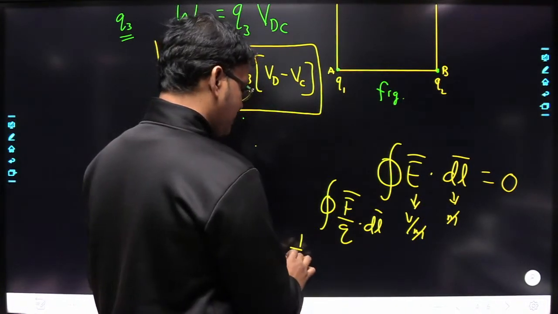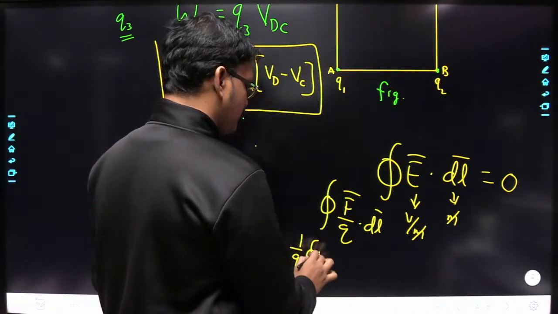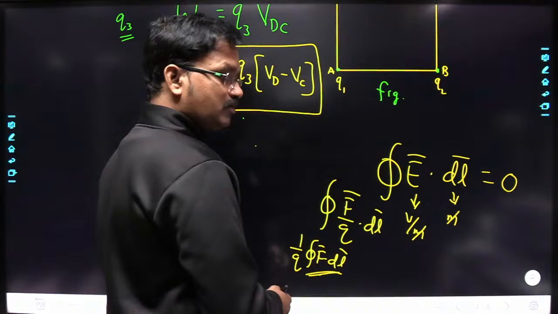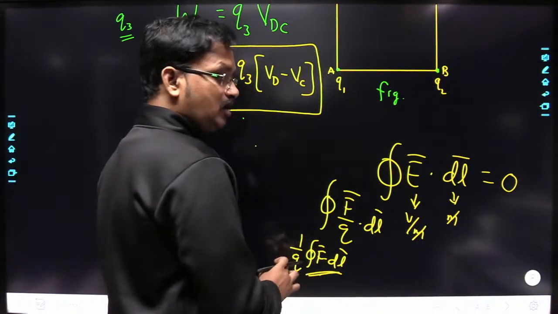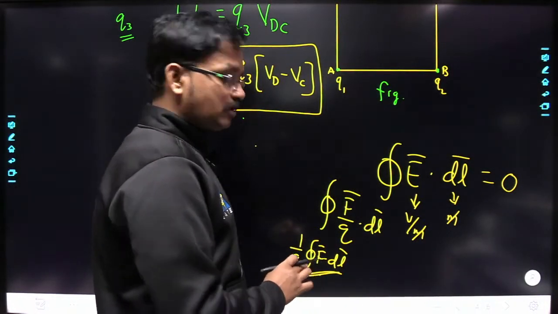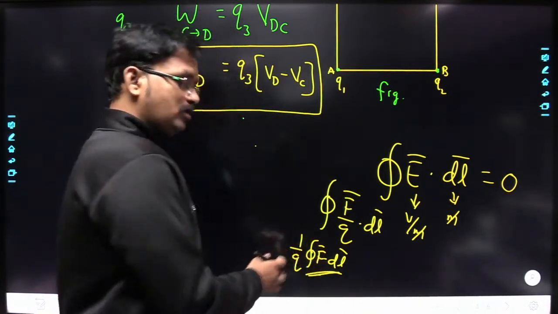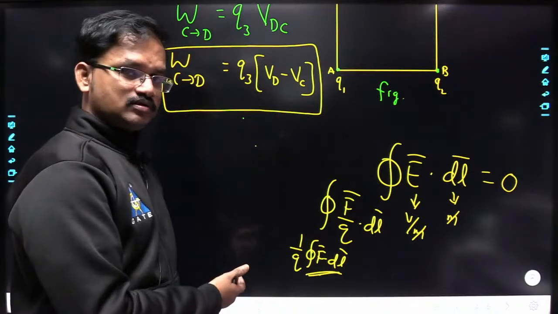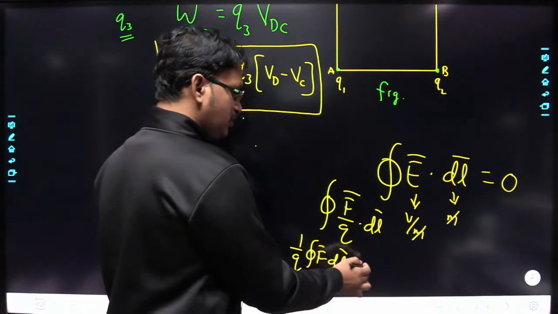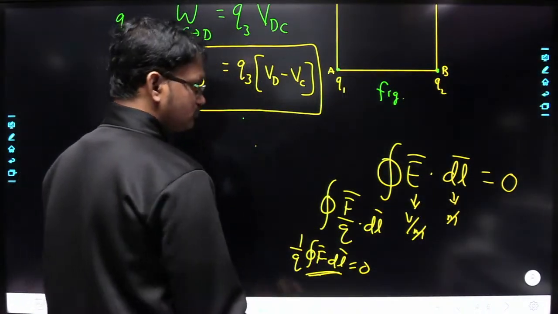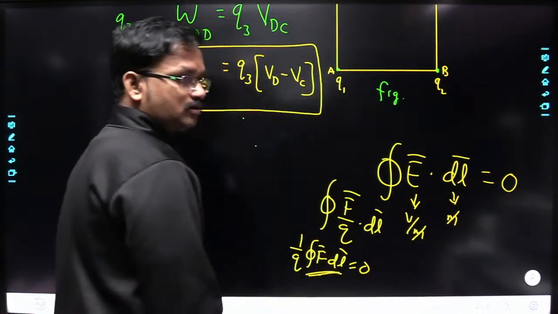I have told this point also or not? 1 by Q closed loop integral F bar dot dl bar. So closed loop integral F bar dot dl bar will represent the work done around any closed loop. Yes or no? The work done around any closed path. So this is nothing but what? Where you are doing the work, in a conservative field or not? Yes or no? So what you are going to get? You are going to get 0. Understood?